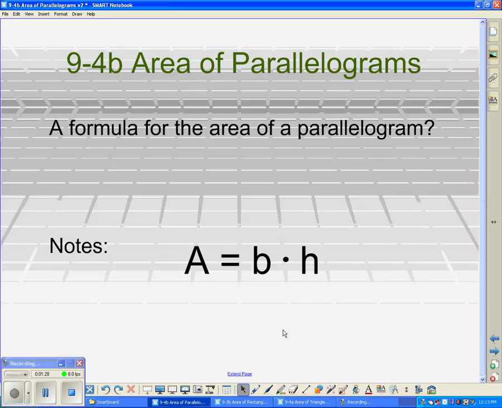So the formula then for the area of a parallelogram would be A equals B times H. Area equals base times height. If you haven't recorded this in the notes section of your binder, now would be an excellent time to do so.